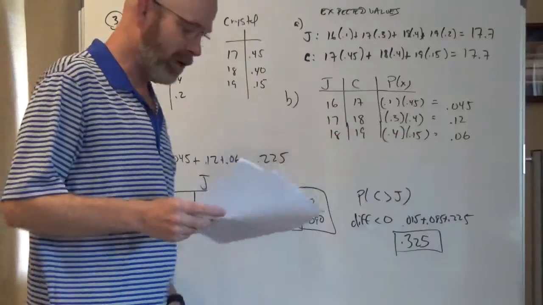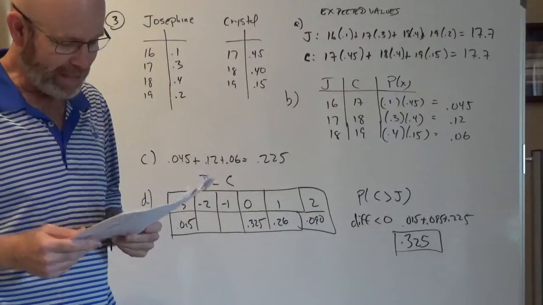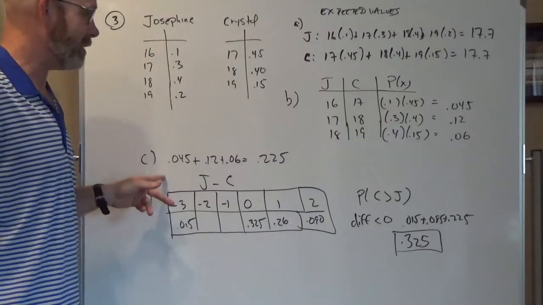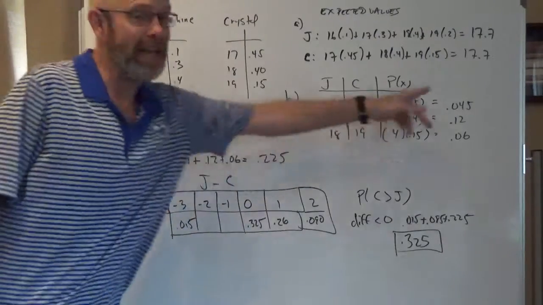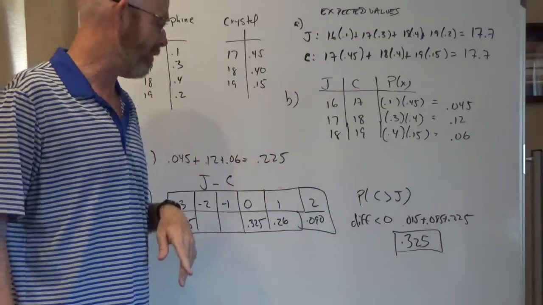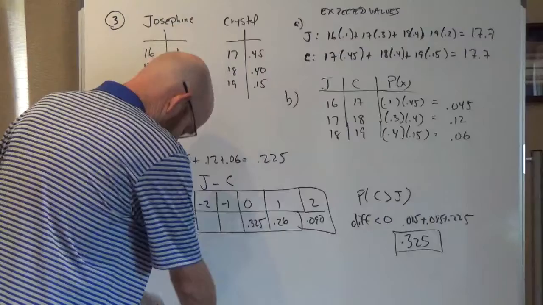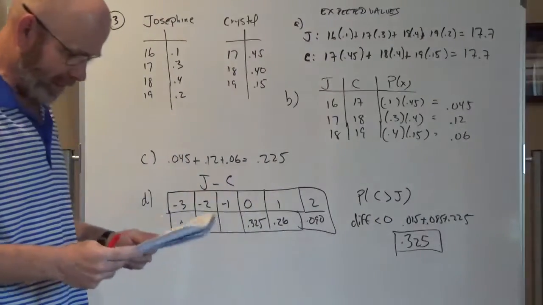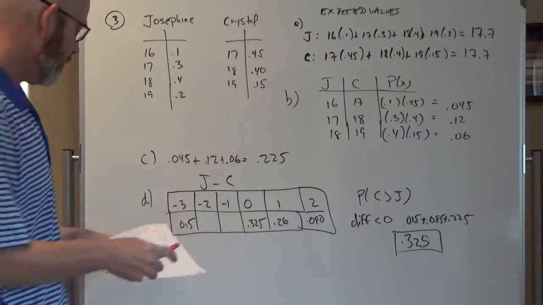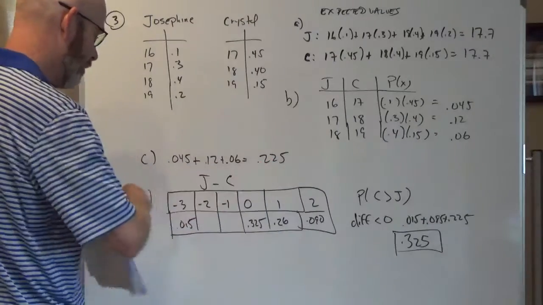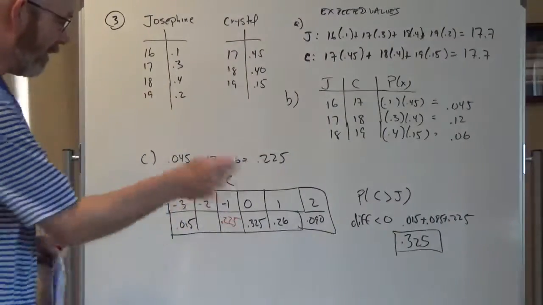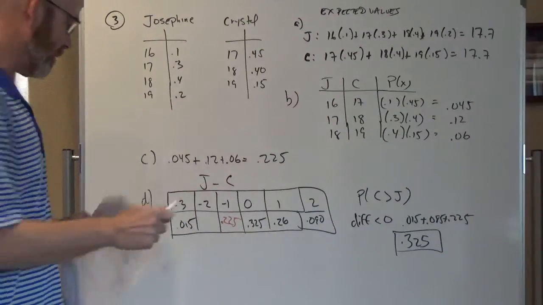0.045, 0.12, 0.06. Then it says find the probability that the difference Josephine minus Crystal is -1. Just add those up, right? 0.045, 0.12, 0.06, 0.225. And then the third part, I'll fill in here, says complete the table and then calculate the probability that Crystal scores higher than Josephine. So the first thing we just did, the -1 here, so that's going to be a 0.225. And then they all have to add up to 1, so I wrote that down here.